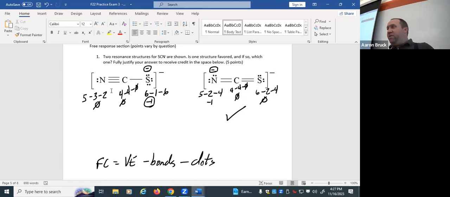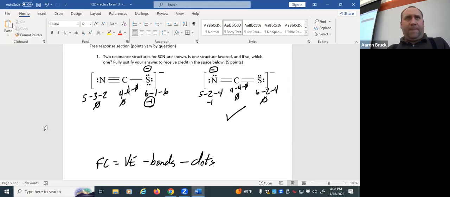Sigmas, I've got 1 sigma from the carbon to the sulfur. I've got 1 sigma from the carbon to the nitrogen. And then I've got 2 sets of pi bonds going from the carbon to the exterior atoms. Just depending upon which structure it is, tells us which direction those are going. So structure on the left, you've got both sets of pi bonds heading toward the nitrogen. Structure on the right, you've got a pi bond going to the sulfur and a pi bond going to the nitrogen. You've got 1 in each direction.